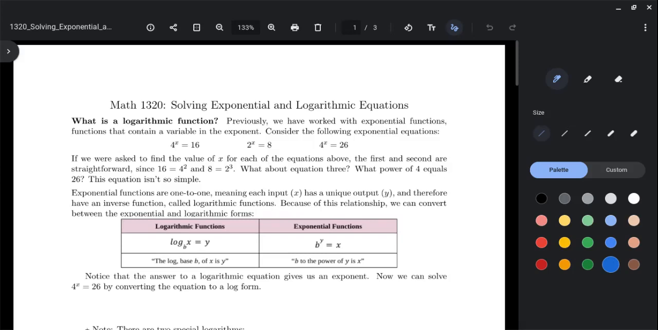Hi everyone. In this video we're going to be talking about exponential and logarithmic equations. So first off, what is a logarithmic function?